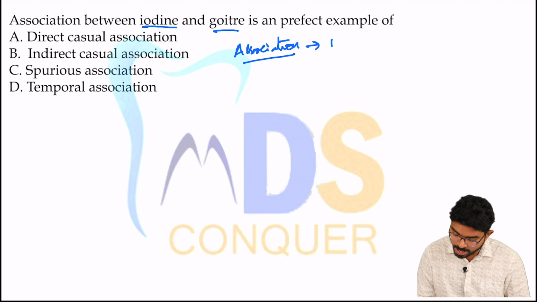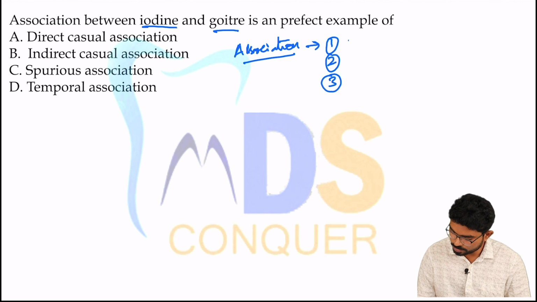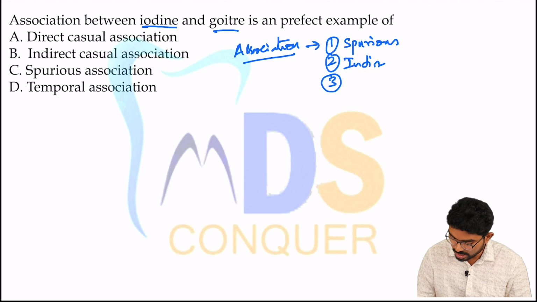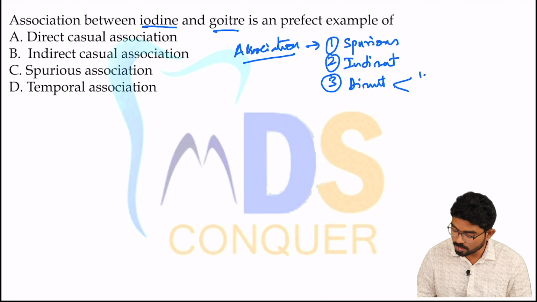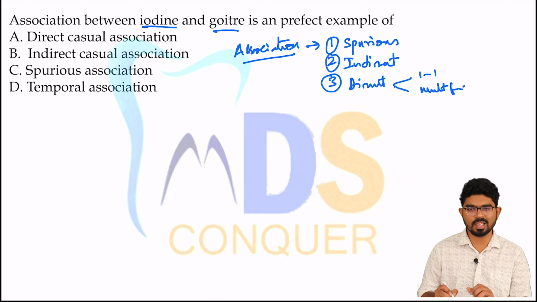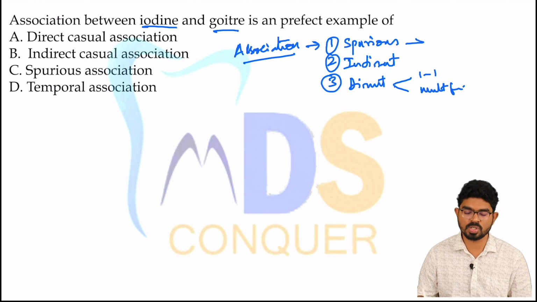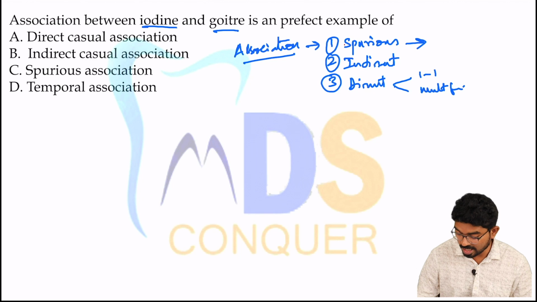So there are 3 types of associations: type 1, type 2 and type 3. Type 1 is suspicious association, type 2 is indirect association, type 3 is direct association. In direct association, again you have 2 types: one-to-one association and multifactorial association. I am going to give examples. Suspicious association means it starts with the letter S.